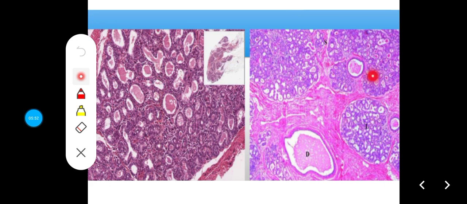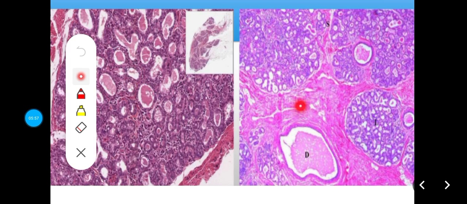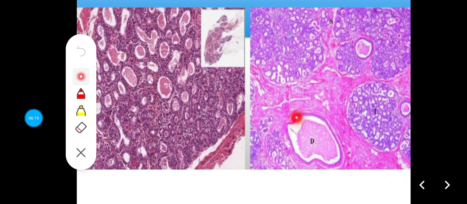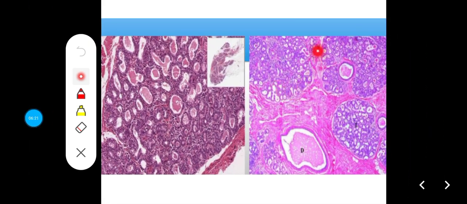And then the mammary gland is arranged into lobes. And look at the duct of the mammary gland. You can't find the duct system in the thyroid. So look at the eosinophilic material within the duct. Notice the fat droplets, these small circular white spaces within the eosinophilic material. Then you can see the clear lobular arrangement of the mammary gland.